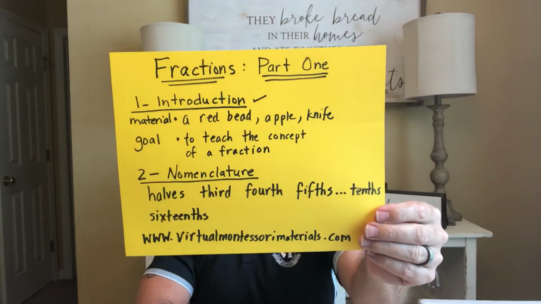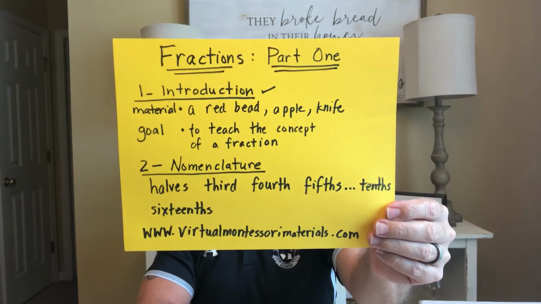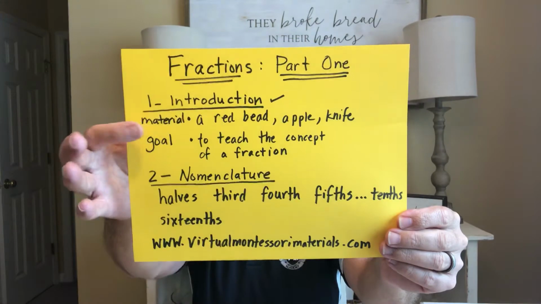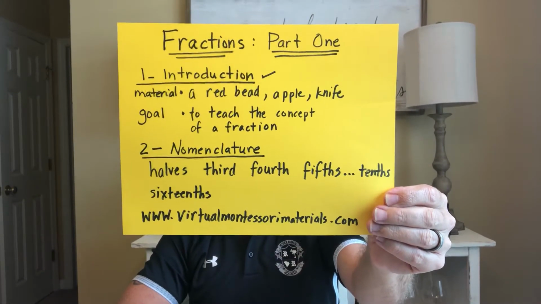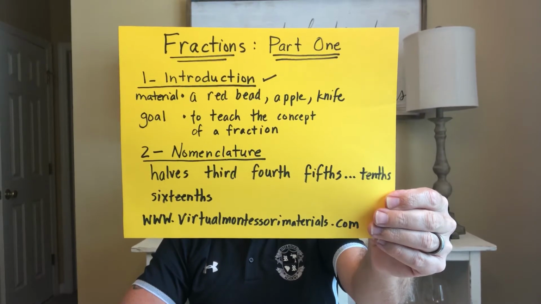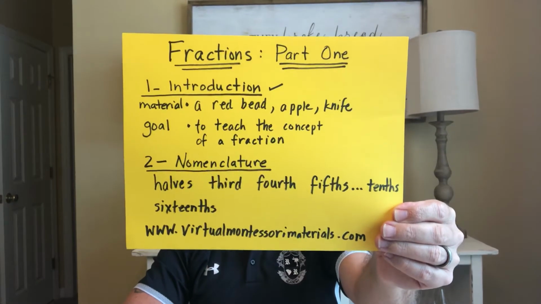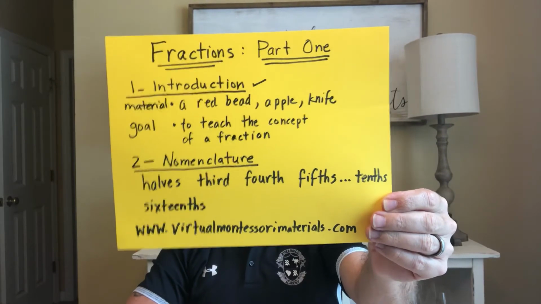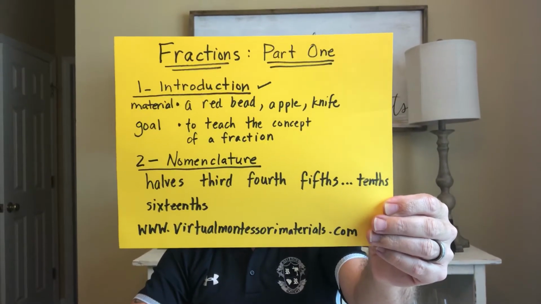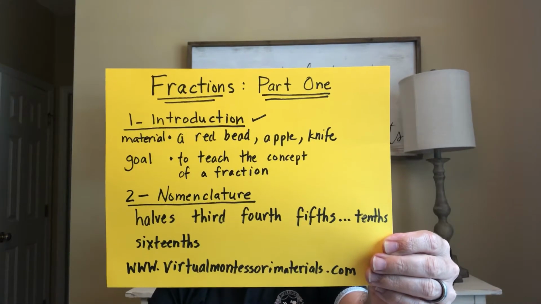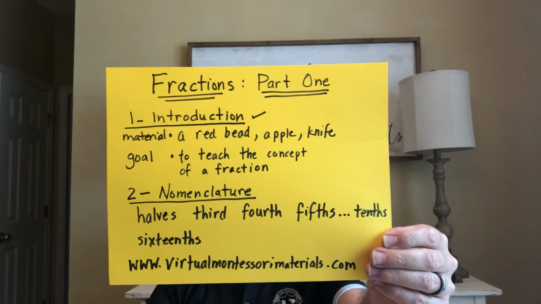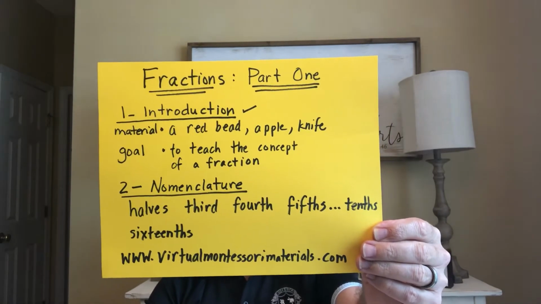This is a series of lessons in this whole unit. I did the introduction in an earlier video. Today is going to be the lesson on nomenclature. Nomenclature is just a fancy word for the name of something. So we're going to be talking about words like halves, thirds, fourths, fifths, all the way up to tenths and even sixteenths.